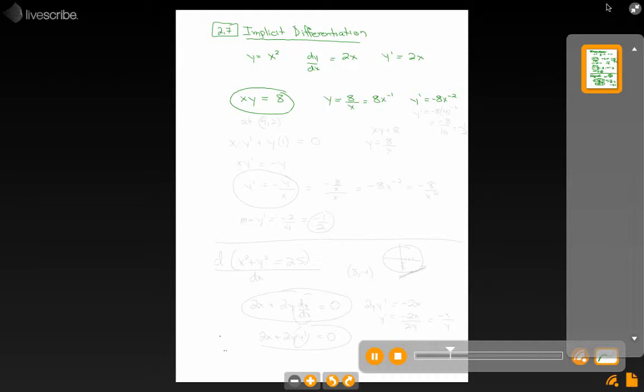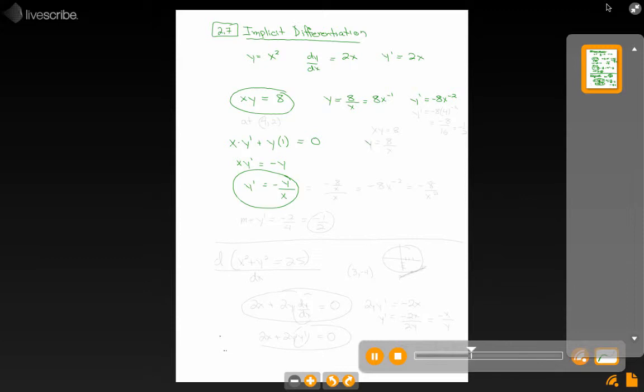If I took the derivative of everything with respect to x here, I would use my product rule and say I've got x times the derivative of y plus y times the derivative of x, which is just 1, equals the derivative of 8, which is 0. So if I try solving, then I've got xy prime equals negative y, so y prime equals negative y over x. Well, that seems like it's different than what we had above, but if you look at it closely, it's actually not.